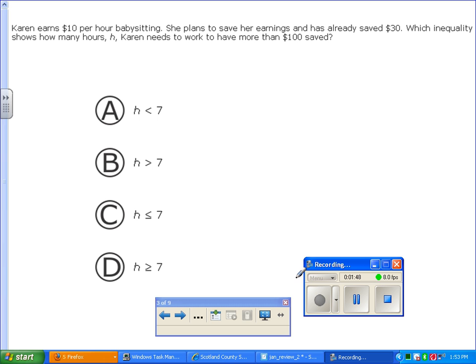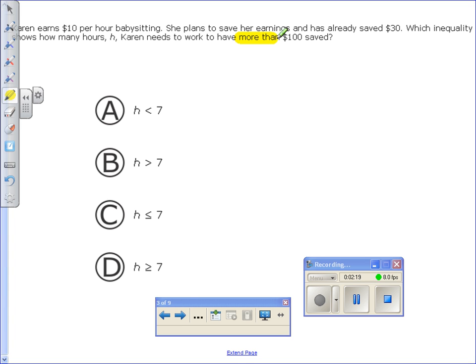Number 3, Karen earns $10 per hour babysitting. She plans to save her earnings and has already saved $30. Which inequality shows how many hours H Karen needs to work to have more than $100 saved? Well, if you notice, everything is the same except the inequality symbol. So what you need to do is you need to look at the keyword more than.